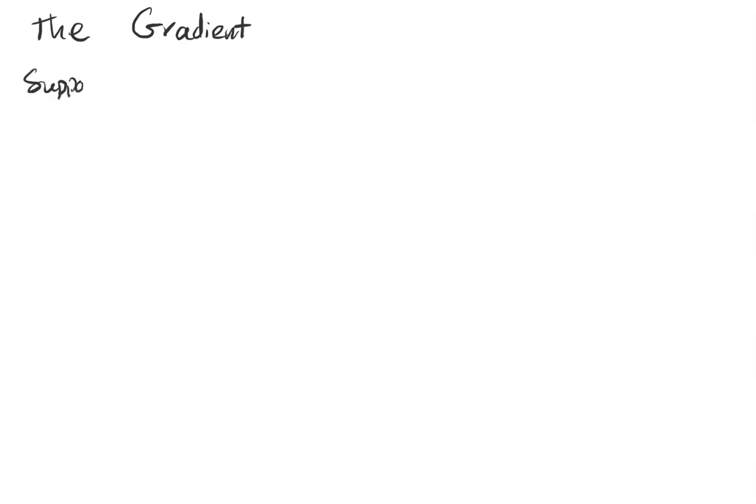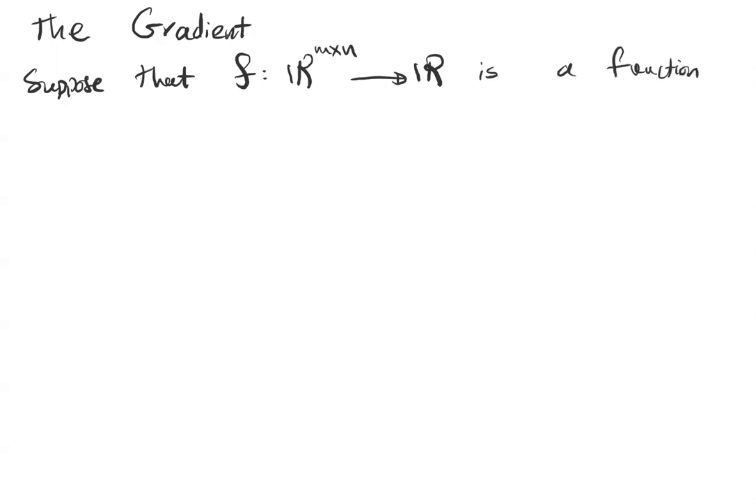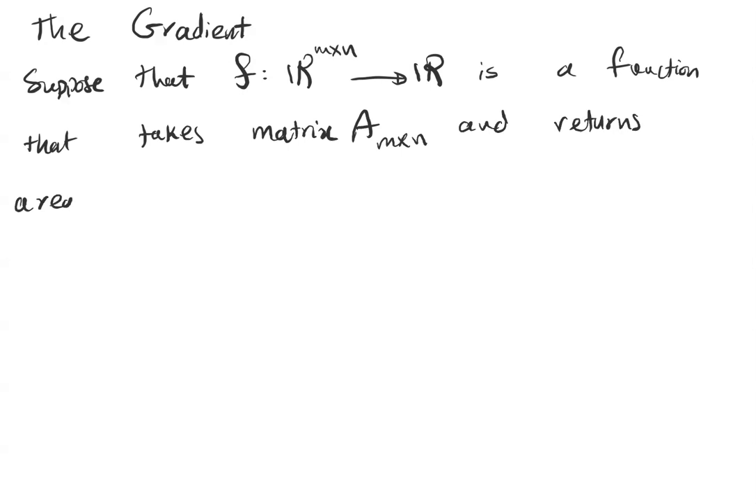Suppose that f is a function whose inputs are n by n matrices and whose outputs are a scalar. So it's a function that takes matrix A, which is n by n, and returns a real value. All right, now we want to see what's the gradient of f.